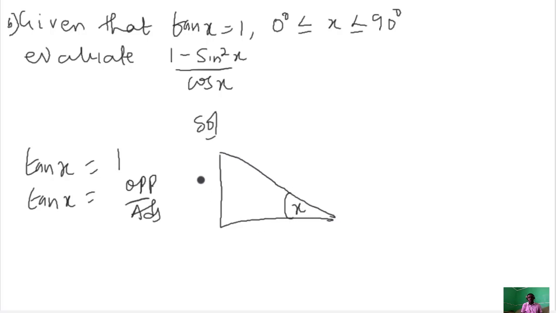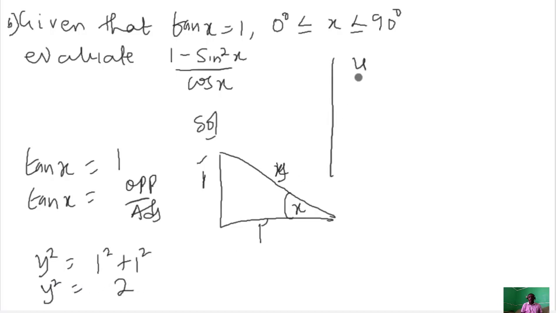So let's put x here. Opposite will be 1, adjacent will be 1. So let's find y. It will be y square is equal to 1 square plus 1 square, Pythagoras theorem: hypotenuse square is equal to opposite square plus adjacent square. So y square will be equal to 2. So y will be equal to root of 2. So therefore here will be root of 2.